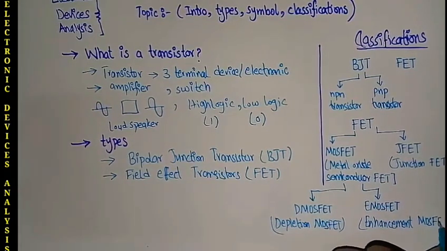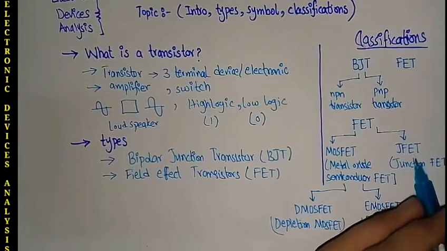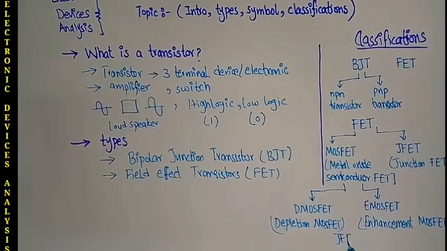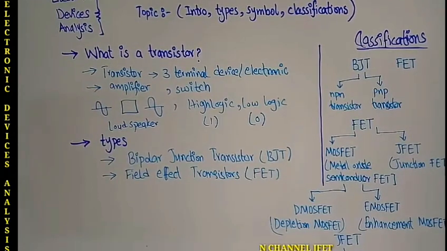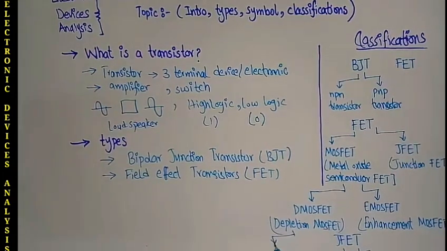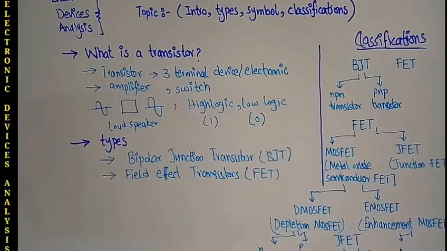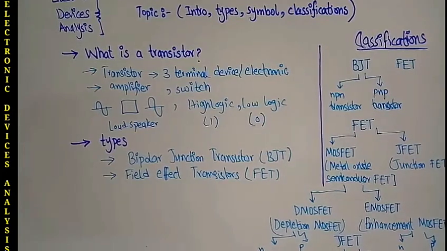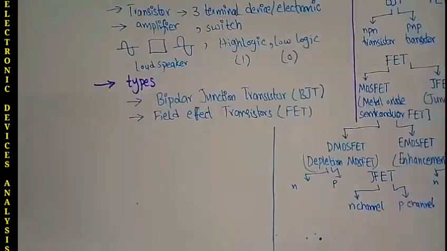Now where the JFET will be taken: JFET has two types, N-channel JFET or P-channel JFET. The DMOSFET has also two types, N-channel DMOSFET or P-channel DMOSFET, and also enhancement type MOSFET has two types, N-channel enhancement type MOSFET and P-channel enhancement type MOSFET. These are all the classifications of the transistor.